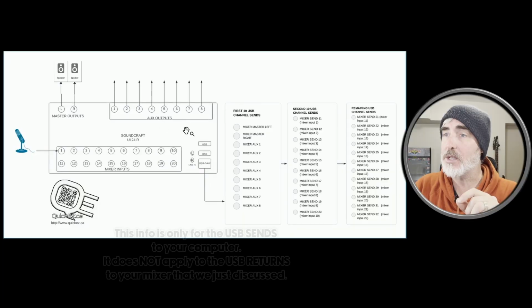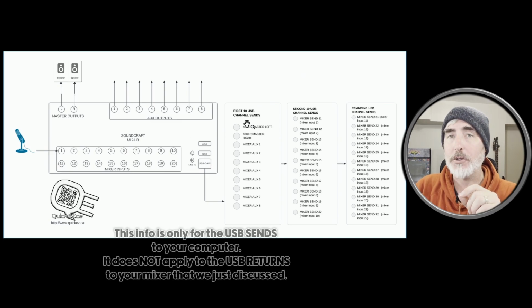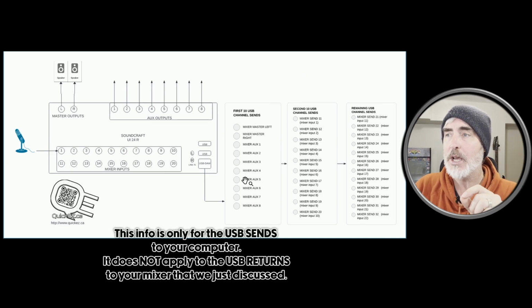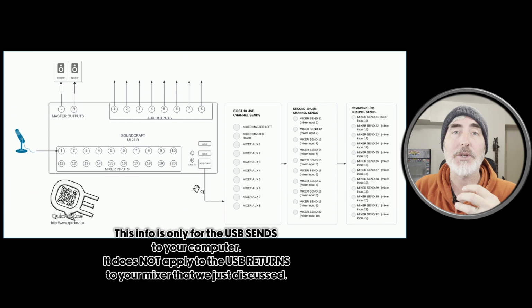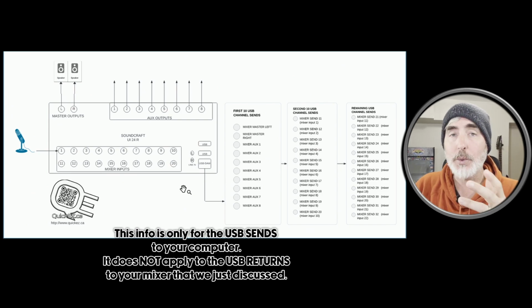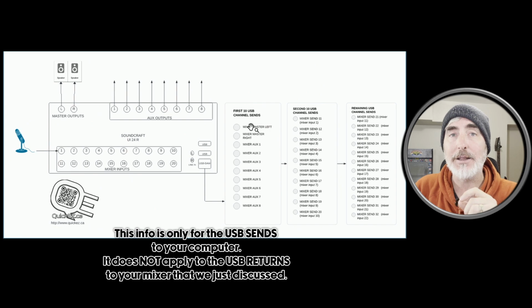Before we start assigning inputs in OBS, here's something really important you need to understand about how things leave the mixer on the USB cable. You can see the schematic I've got up. The first 10 USB channels are actually for the main outputs of the mixer. So what I mean by that is channel 1 and 2 represent the main left and right mixes. Anything that you have assigned to your main mix is going to go out on USB 1 and 2.